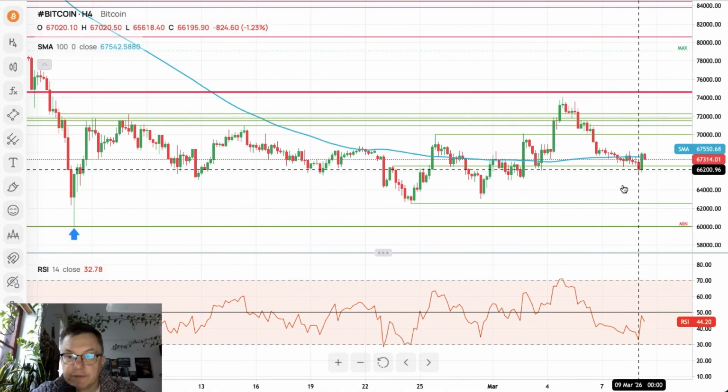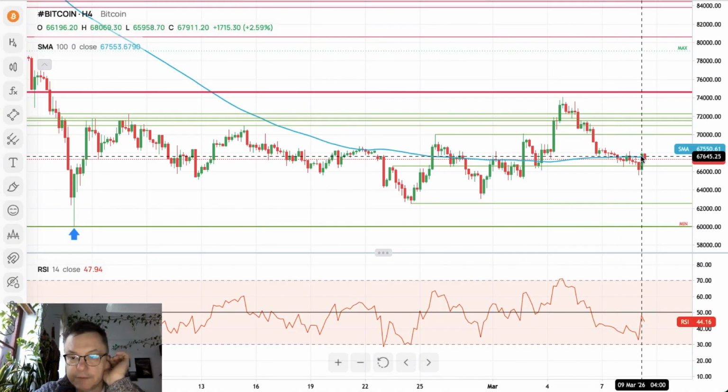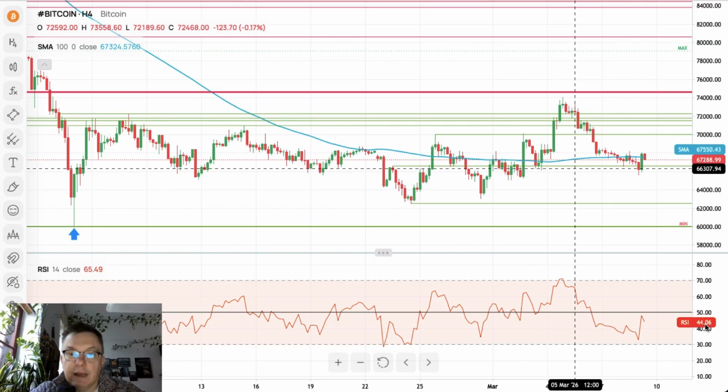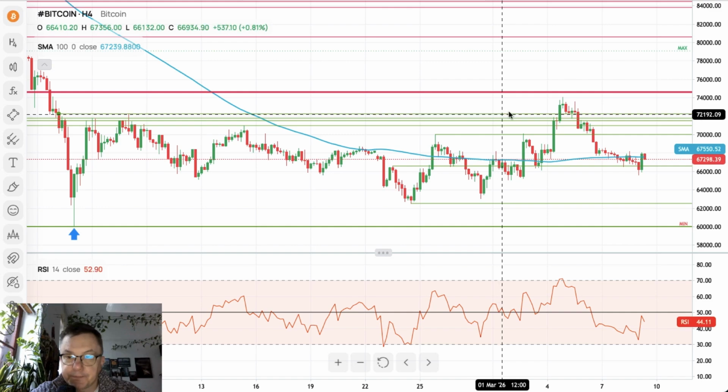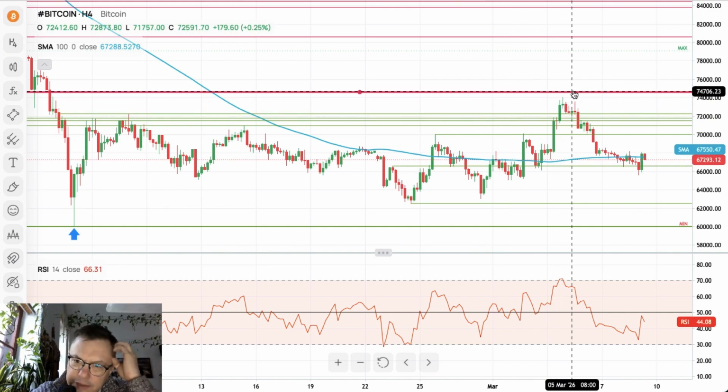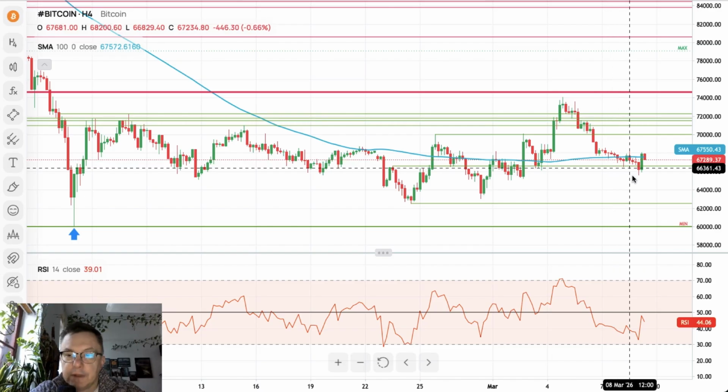On the 4-hour time frame chart, it looks like we are testing the 100 periods moving average. Momentum is negative. Momentum is quite weak, 44 points. So after the breakout and test of the $74,000, the rejection was just below 74,652. This is the technical resistance. We need this breakout in order to move higher.